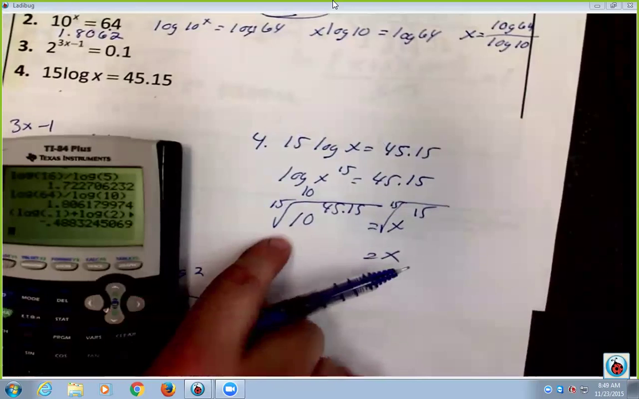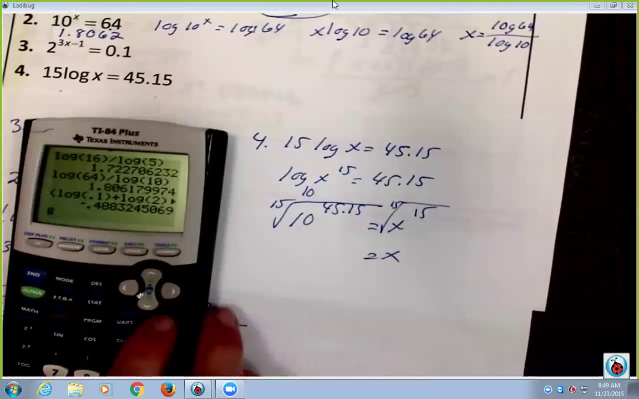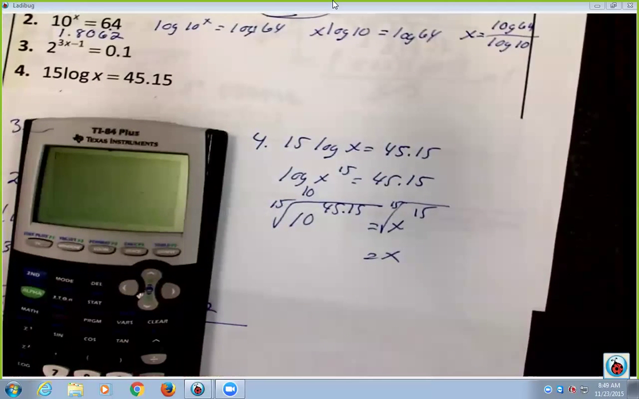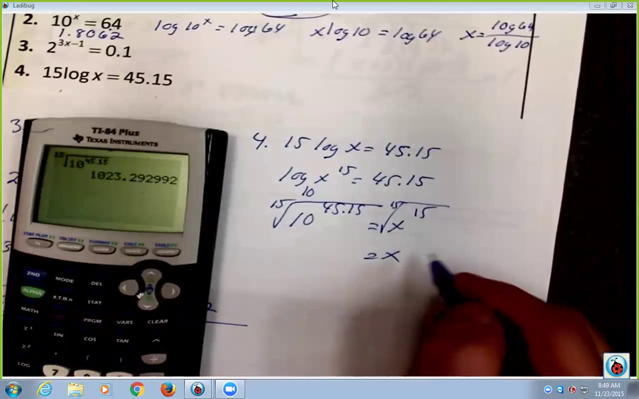So when I stick this piece on my calculator, I need to put 15, go to math, down to 5. I had to put my index in first because it doesn't let you put it in afterwards. So the index has to go first, and then put 10 caret 45.15 and hit enter, and you will get your answer.